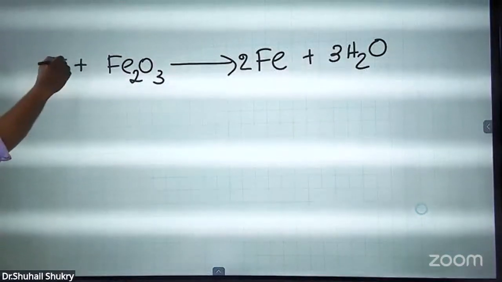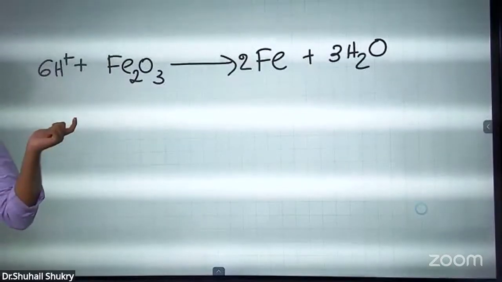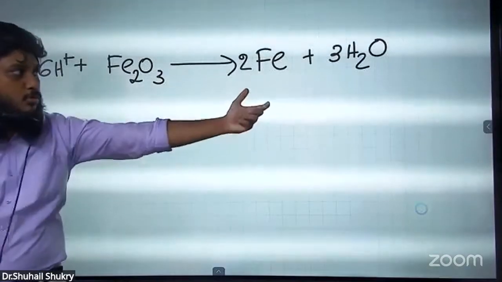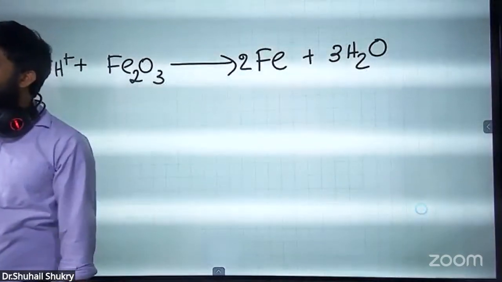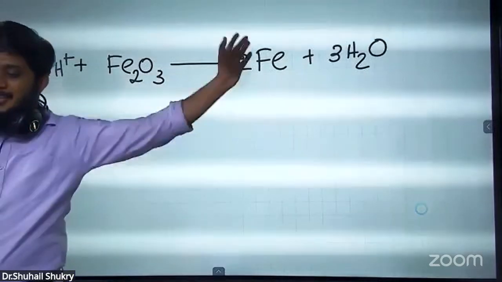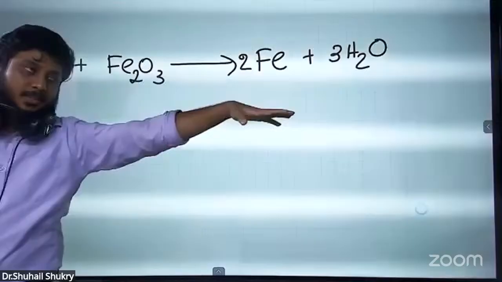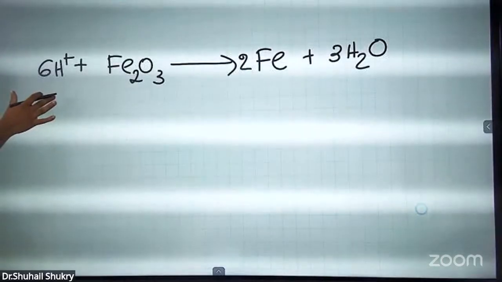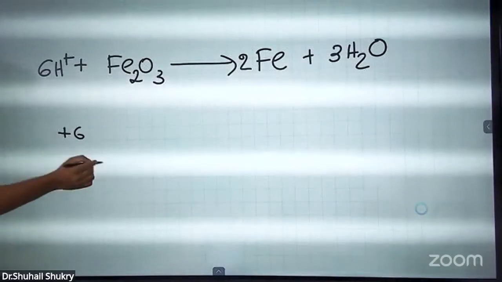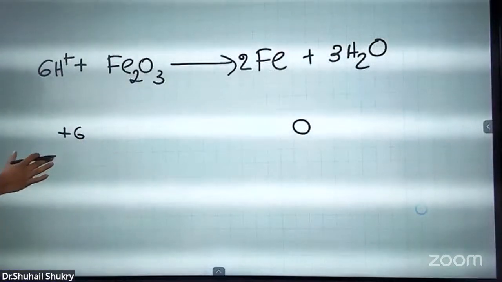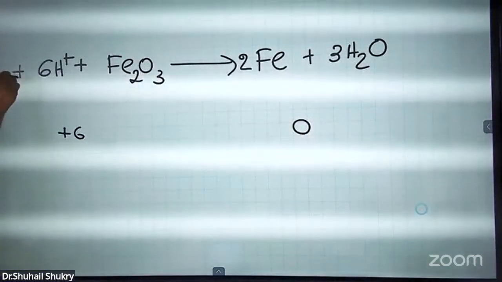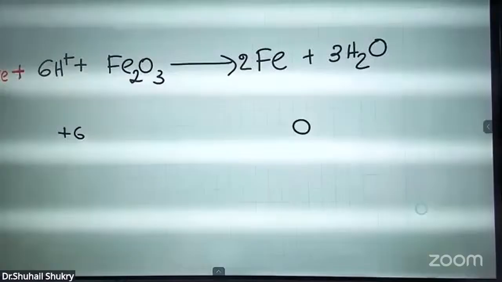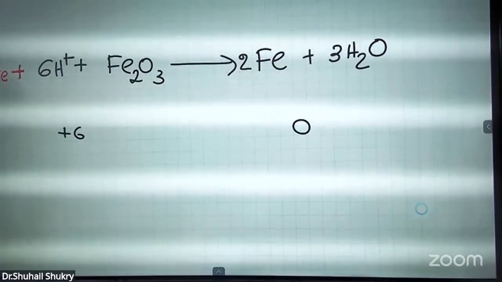6 H+. Now, what is the total charge on the left side? Plus 6. What is the total charge on the right side? 0. Nothing means 0. So I have to make this side also 0. This side is plus 6, this side is 0. Then I have to add how many electrons? 6 electrons. Can you understand? So you should write half reactions like this. Very easy.